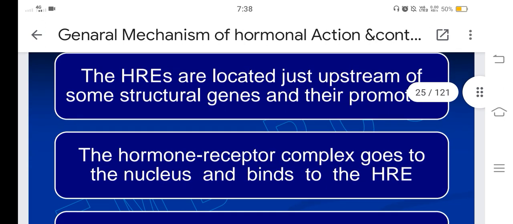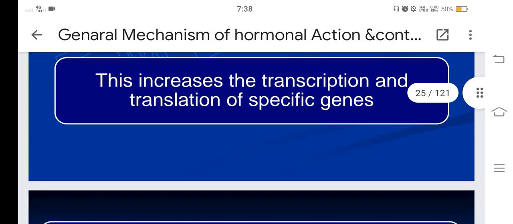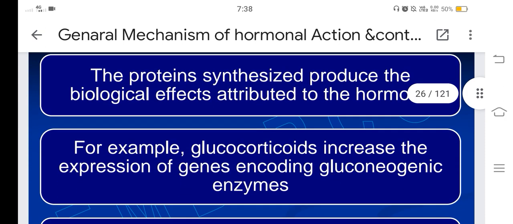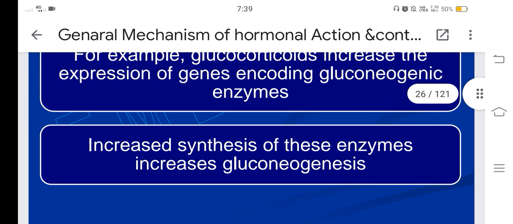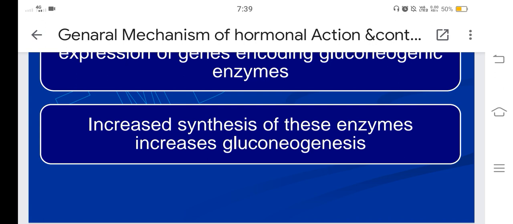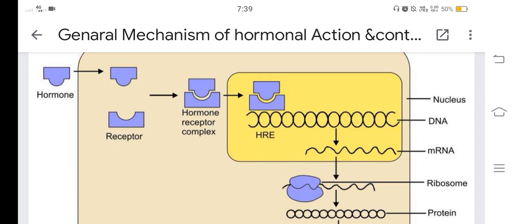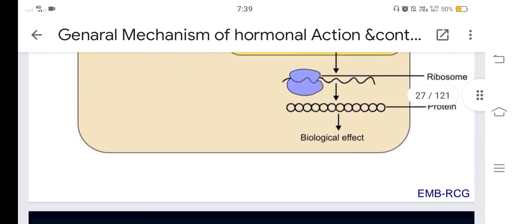The HREs are located just upstream of some structural genes and their promoters. The hormone receptor complex goes to the nucleus and binds to the HRE. This increases the transcription and translation of specific genes. The proteins synthesized produce the biological effects attributed to the hormone. For example, glucocorticoids increase the expression of genes encoding gluconeogenic enzymes. Increased synthesis of these enzymes increases gluconeogenesis. Hormone receptor complex, HRE, the nucleus, DNA, mRNA, ribosome, protein, biological effect is produced.